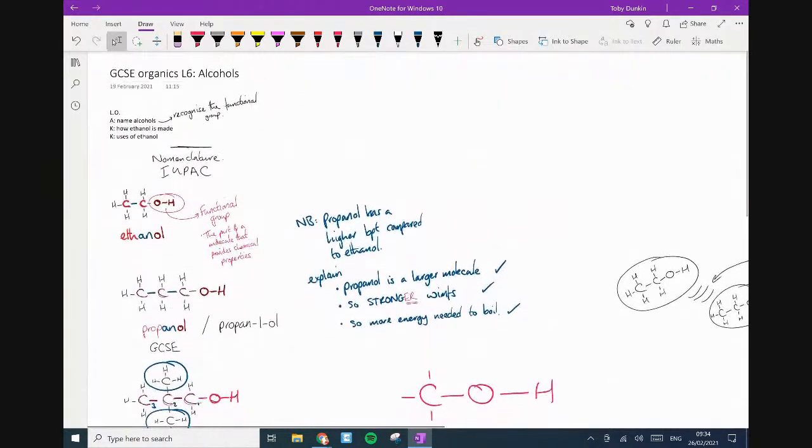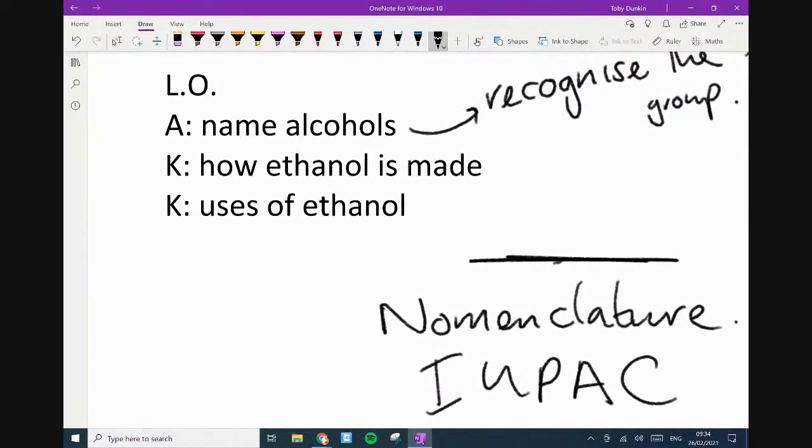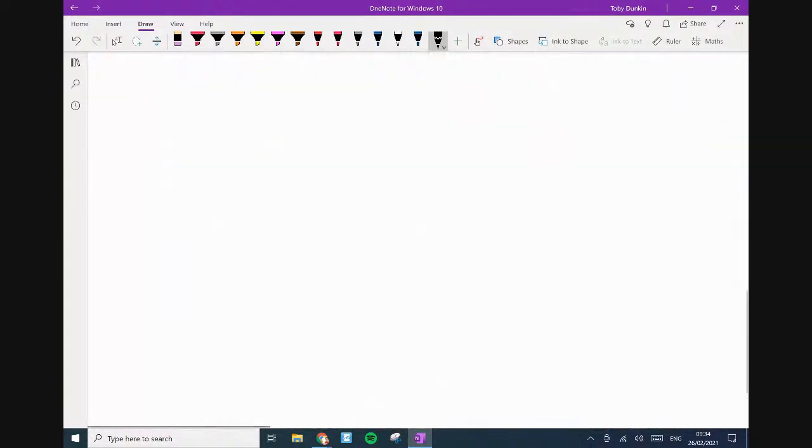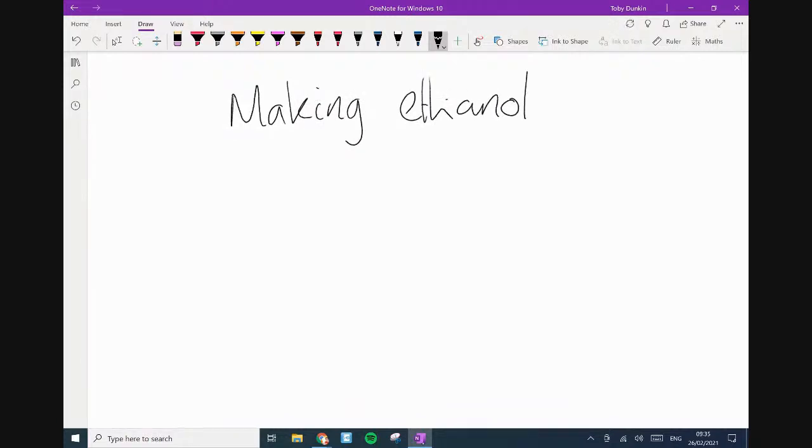Right, so we can name alcohols, and we can certainly recognize the group. Now we need to talk about ethanol. So, can you put a new title, please, of making ethanol? Okay. So, we love this stuff, and we've been making it for thousands of years.